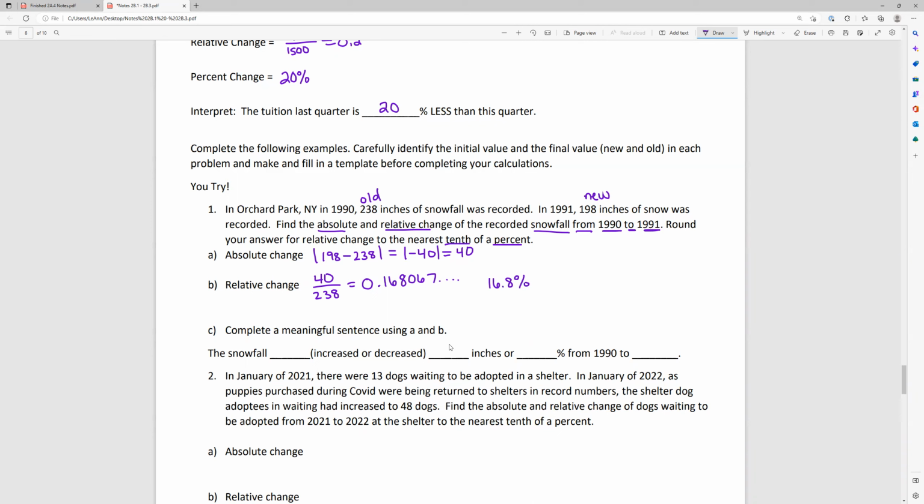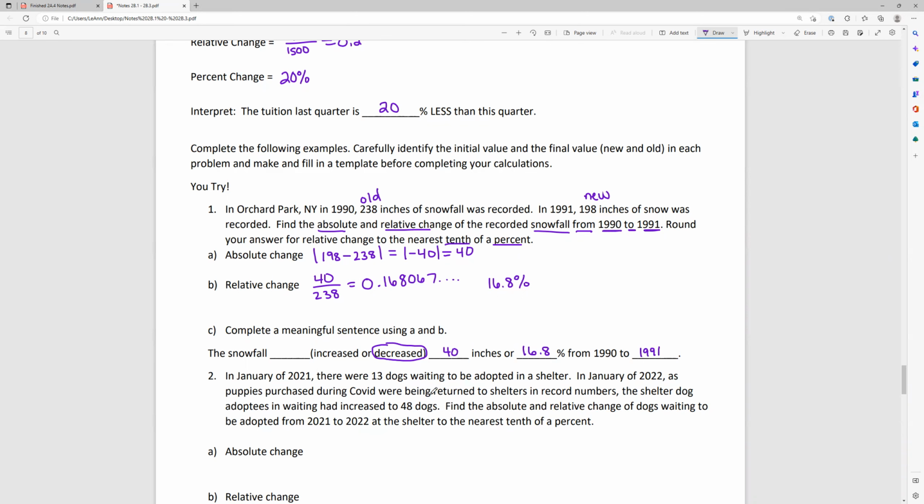Then we want a meaningful sentence for this. So the snowfall increased or decreased? Well, when we went from old to new, we actually ended up in the negative. So the snowfall decreased. We had less snow in 1991 than we did in 1990 by 40 inches. So notice I don't need a negative here because we're using the word decreased, or 16.8% from 1990 to 1991.